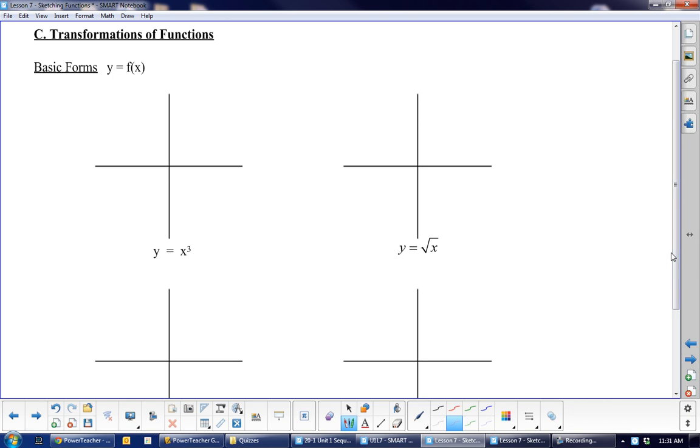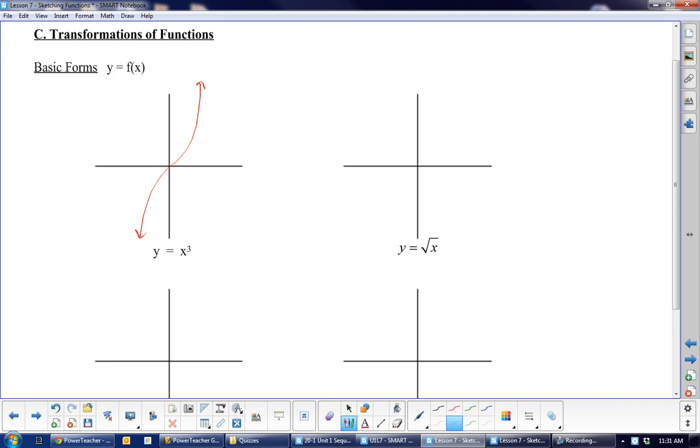Okay, so we just want to talk about the basic forms because you really need to have these memorized. In 30-1, you wouldn't have to have it memorized. You put an x cubed into your calculator. Yeah, I know what it looks like now, but you don't get to have a graphing calculator. So remember, x cubed goes like this.